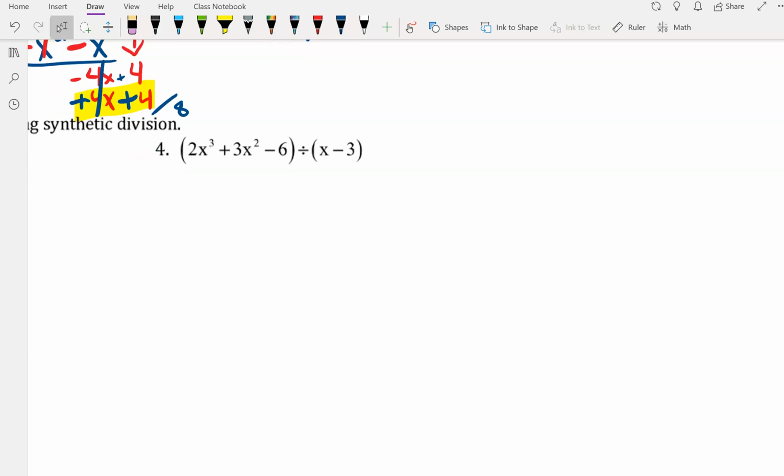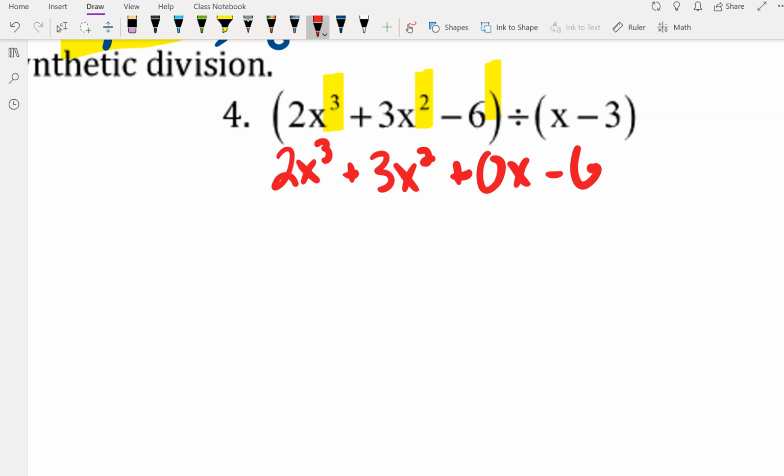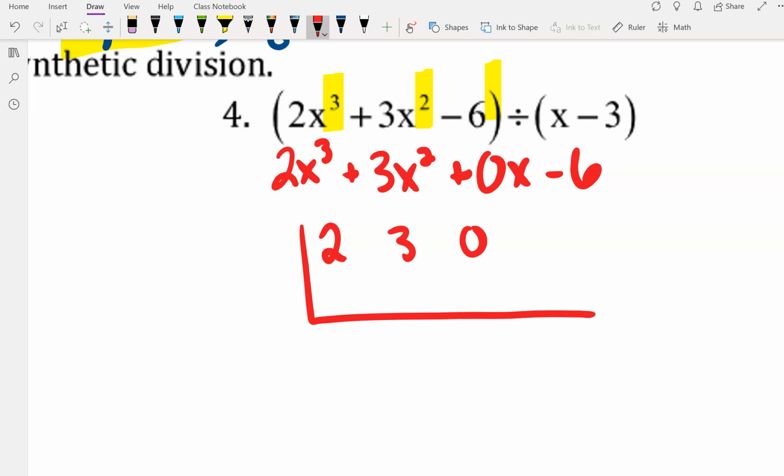All right, so we need to make sure this is in order by degree without skipping any. 3, 2, 0, which means I'm missing first degree. So 2x cubed plus 3x squared plus 0x minus 6 is how I'm going to think of this. So when I write this, it's going to be 2, 3, 0, negative 6. And then to find the number that goes in the front, I set this equal to 0, and I get that x equals 3.